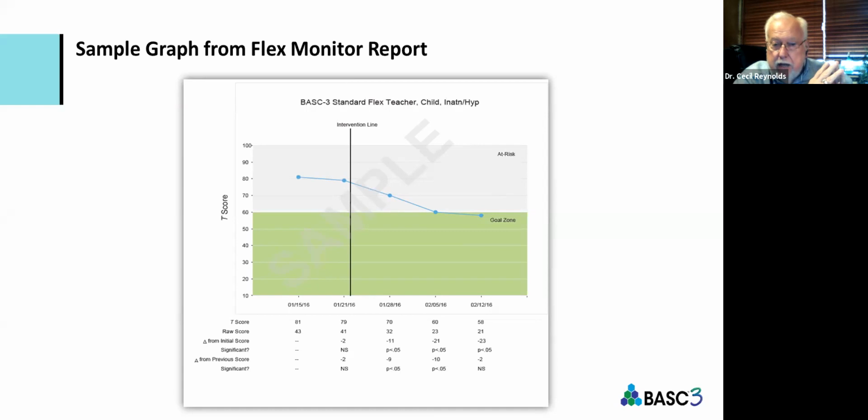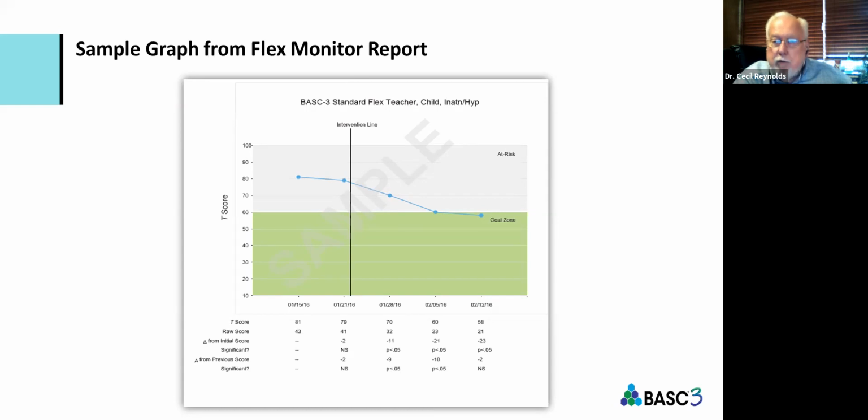And that's calculated using a reliable change index. And that's from the initial score. And then you'll see a delta or change from the previous score. So this compares the adjacent pairs. And then we tell you whether or not that comparison is statistically significant. So you can monitor change using appropriately calculated reliable change statistics, where all of that's done for you, and you can monitor it visually by viewing this graph.